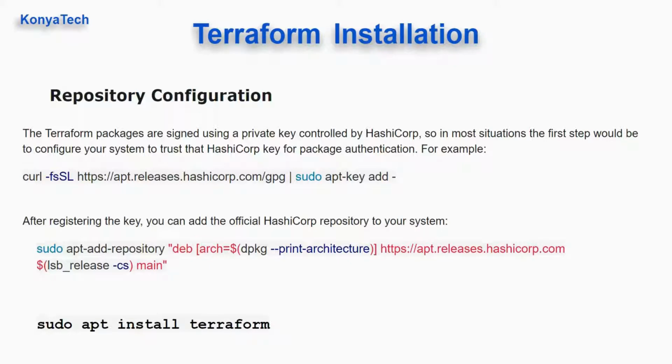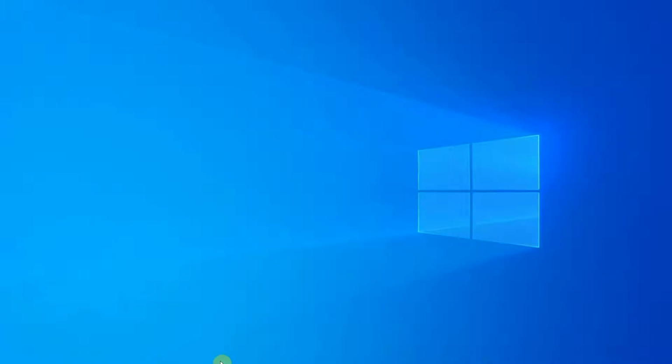So let's see how the Terraform installation can be done. We have the Ubuntu server 64-bit. First we need to create the repository. Here are the commands for repository configuration. Once this configuration is done, we can run the command sudo apt install terraform. So let's go to our Ubuntu server.